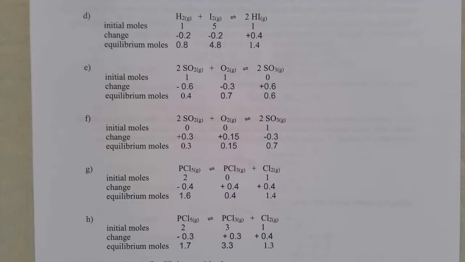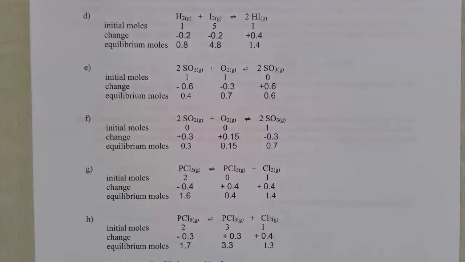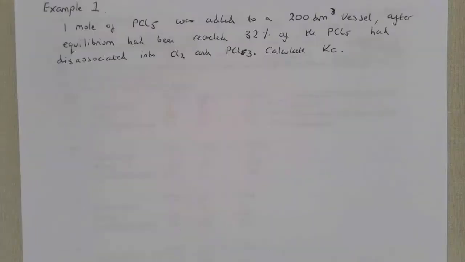So just working down that page, just calculating the change and the number of moles at equilibrium given our values. And that's an important skill. And this is why we always construct an ICE table, to help us work out the number of moles at equilibrium. So we're going to have a look at a couple of examples of this.